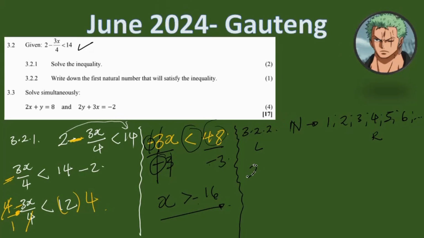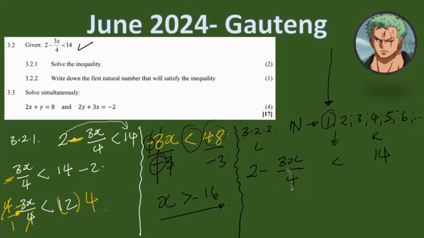The left side says 2 minus 3x all over 4, right? And then this is saying less than, right? The right side is what? It is 14. Now, if the left side, when I substitute a natural number, is less than 14, then that number would be true. Let's start with 1 as the first natural number.